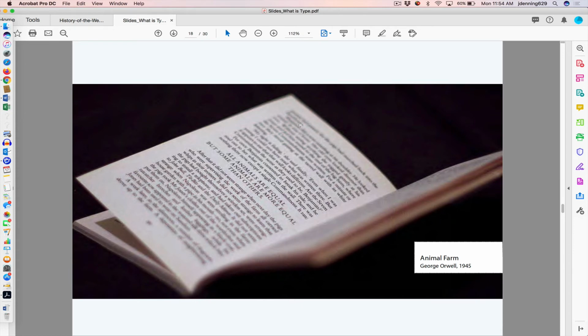Here's an example of type in the book Animal Farm by George Orwell. And you can kind of see some visual hierarchy going on. So you see the letters here are much smaller, and then you have some emphasis in the middle of the page, which is kind of beautiful and striking. As you read the book, you pause here and really look at that enlarged font and ponder it.